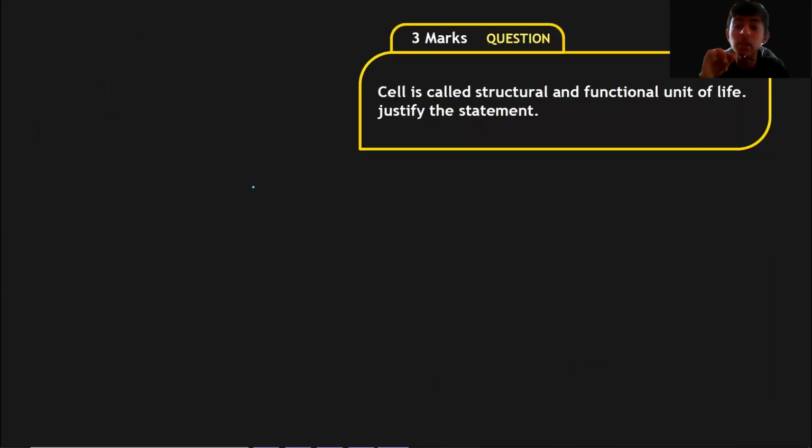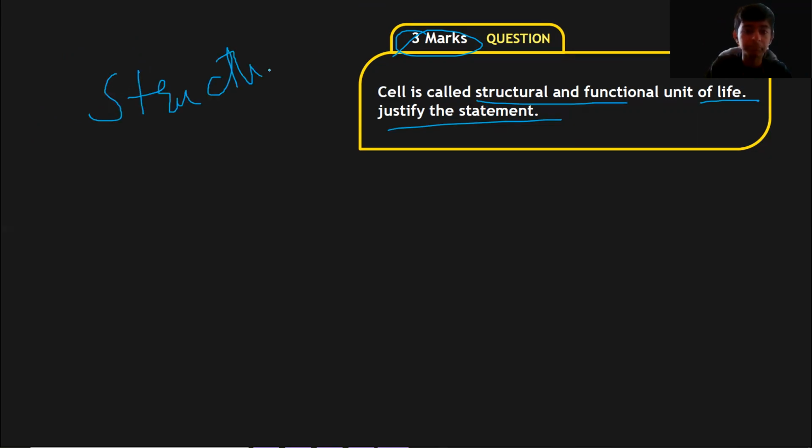Next question: cell is called the structural and functional unit of life. Justify. This is a 3-marker question, a very important question. You should know the answer, and it is not so difficult as well. See, cell is called the structural and functional unit of life. That means it is making the structure of our body. Cells make tissues, tissues make organs, and organs make organism. So cell acts as a base. We are made up of cells, so cell is a base for us, and it is making our structure.